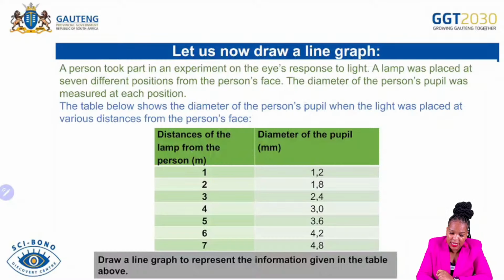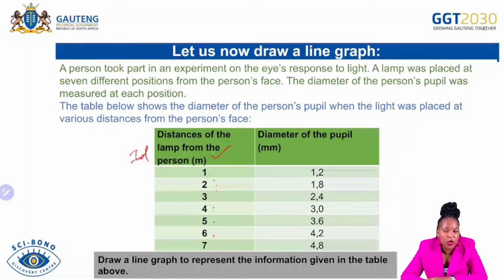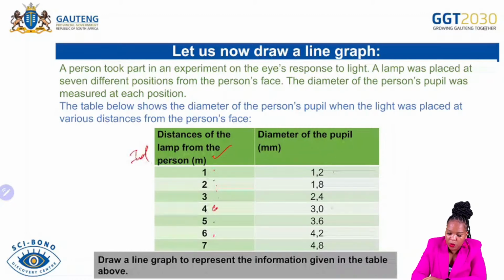So you see, this is the distance here in the first column, and you already know this is your independent variable, and you are the one who is manipulating. You are moving the lamp at 7 different positions. And then you measured the change in the diameter of the pupil of this person. When you put it at 1 meter, the pupil was 1.2. When you put it at 4, the pupil was 3. So that is how you read this table.